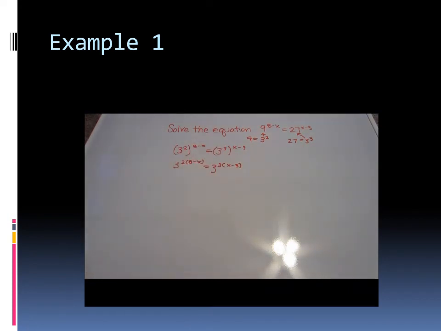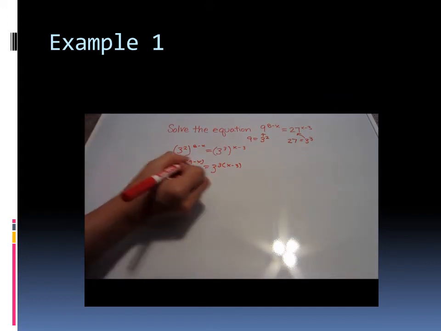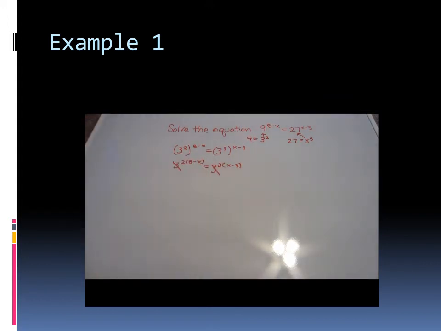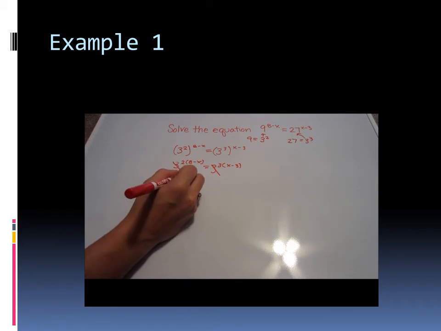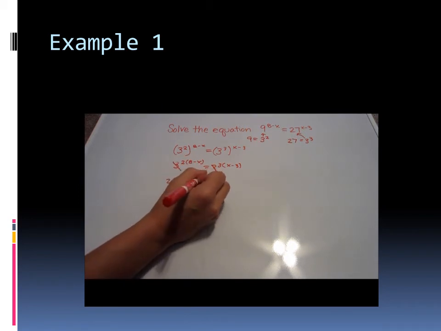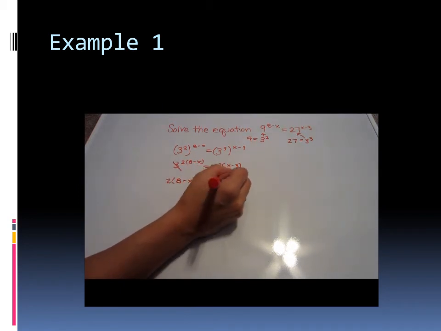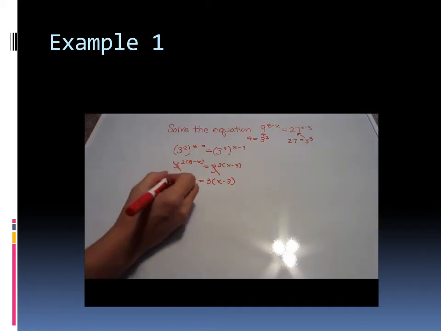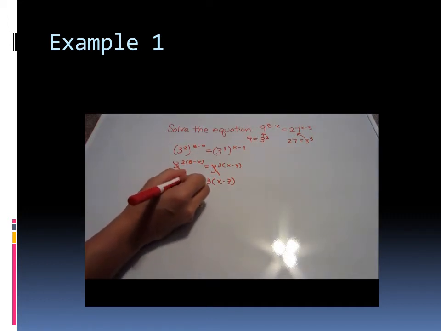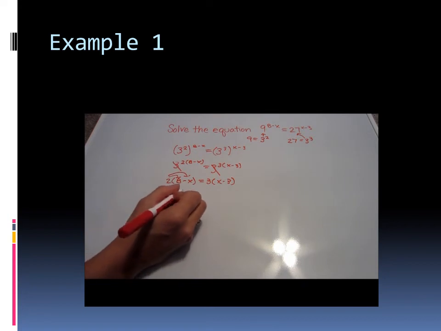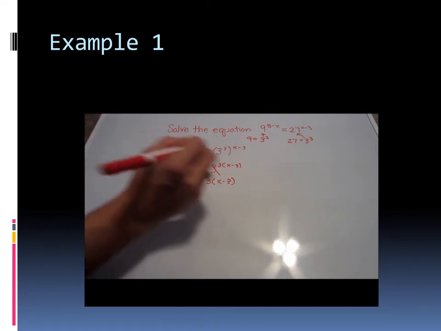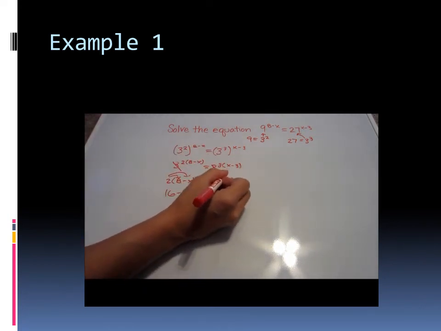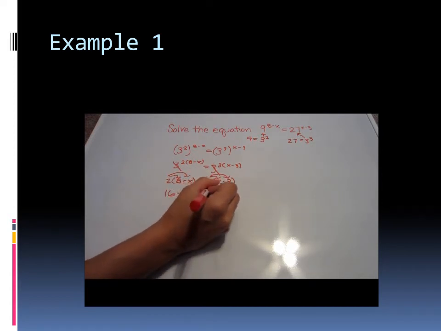Now that we have the same base, we can get rid of the bases altogether and set the exponents equal to each other. So we have 2 times 8 minus x equals 3 times x minus 3. Remember, you can only cancel bases when they're the same. You can't cancel bases that are different. So now we distribute on both sides. 2 times 8 is 16 minus 2x. And over here we get 3x minus 9.